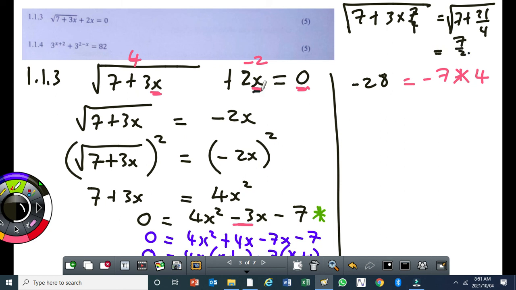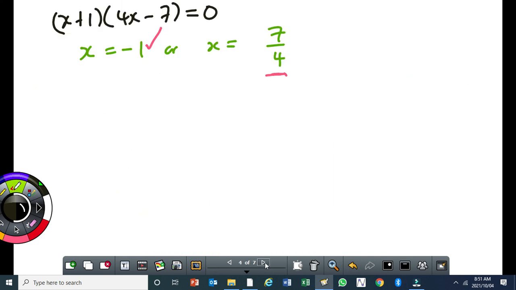Then you put the 7 over 4 here. Right? So it will be 2 times 7 over 4. This will give you 14 over 4. And you get what? 7 over 2. Is 7 over 2 plus 7 over 2 equal to 0? No. So it means you reject this one here.